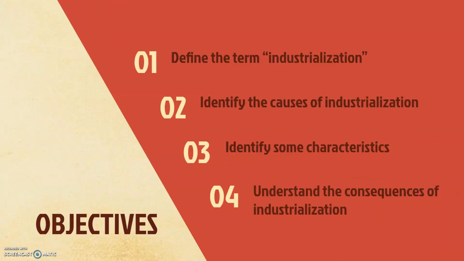Okay, so these are the objectives today. We're going to define the term industrialization. Then we're going to identify the causes of industrialization. Then three, we're going to identify some of the characteristics. And four, understand the consequences of industrialization. All right? So let's start.